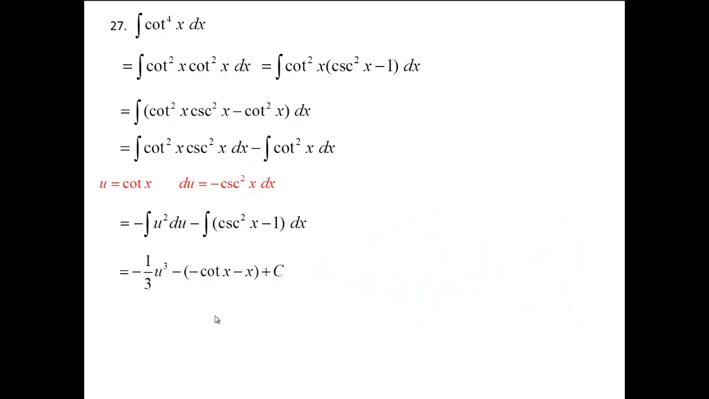I'm going to resubstitute cotangent x for the u, and at the same time, I'll distribute the negative sign on through. So that's the final answer, and hopefully that's what you have for number 27.